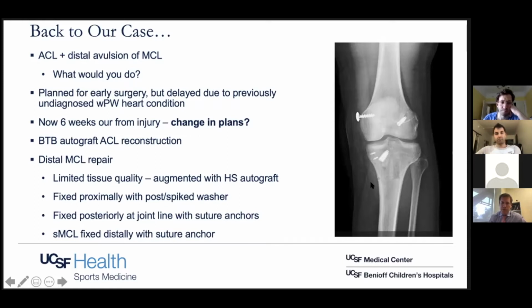But that will give that repair plus some augmentation because of that kind of questionable tissue quality. And then the BTB ACL.